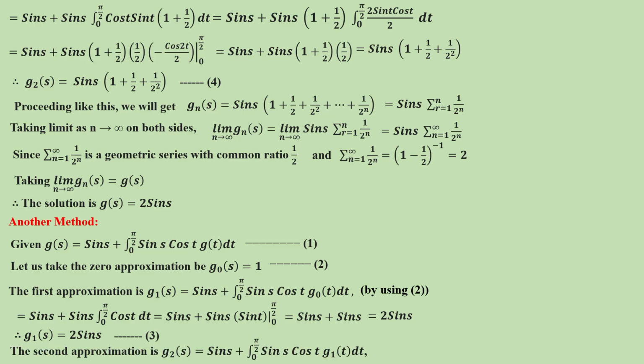Second approximation, g2 of s is equal to sin s plus integral 0 to pi by 2 sin s cos t g1 of t dt. So sin s plus sin s integral 0 to pi by 2 cos t into 2 sin t. So sin s plus, 2 sin t cos t is sin 2t, right? Integral of sin 2t is minus cos 2t by 2, right? So sin s plus sin s into minus cos 2t by 2, lower limit 0, upper limit pi by 2.